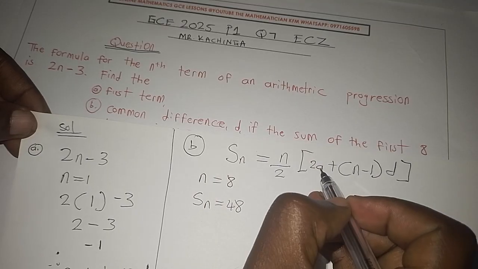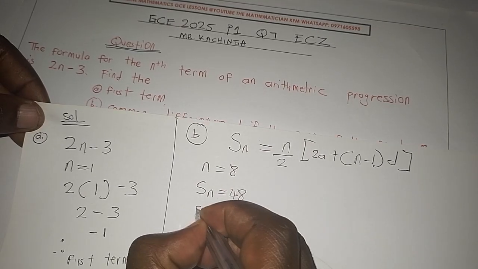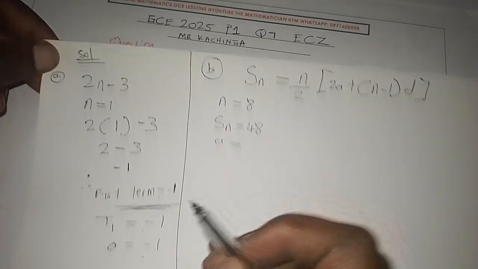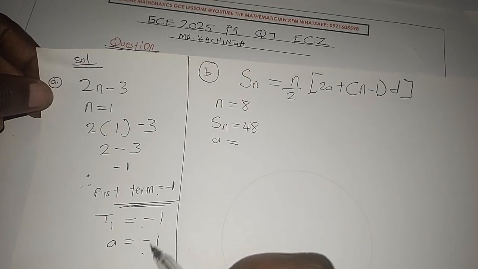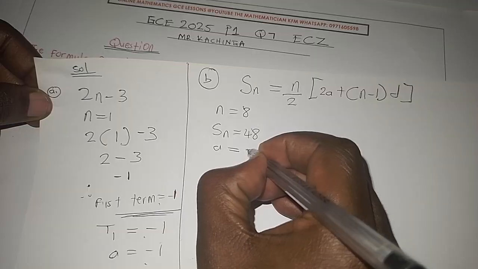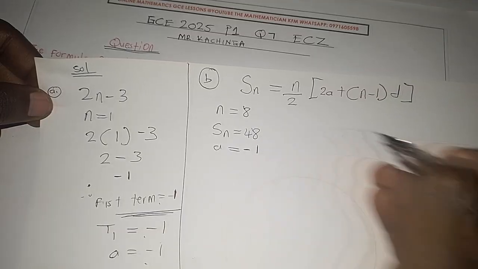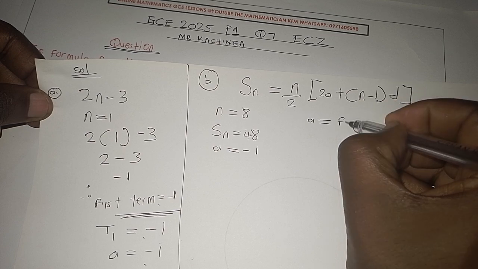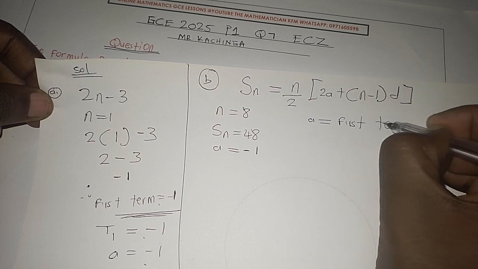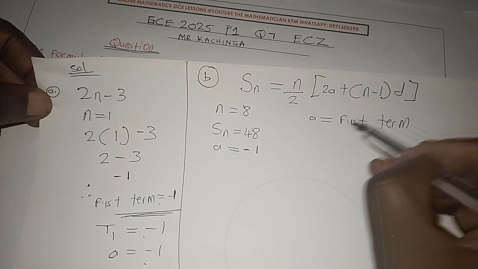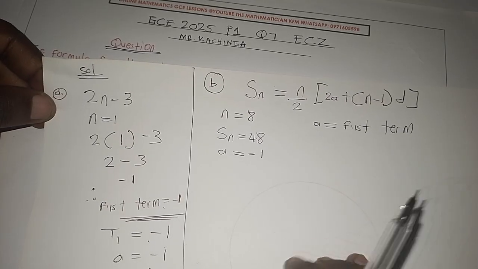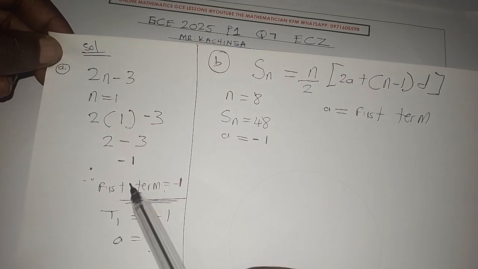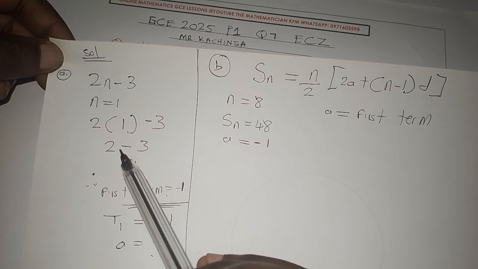Again, we can see there is A there. So A, what is A? Do we have to solve for A? No, because I told you that A is also the first term. So the first term is -1. So I'll just say that A represents the first term. Okay, you have to know this. So A is the first term. There's no need to solve for A, since A is already solved in question 1A.